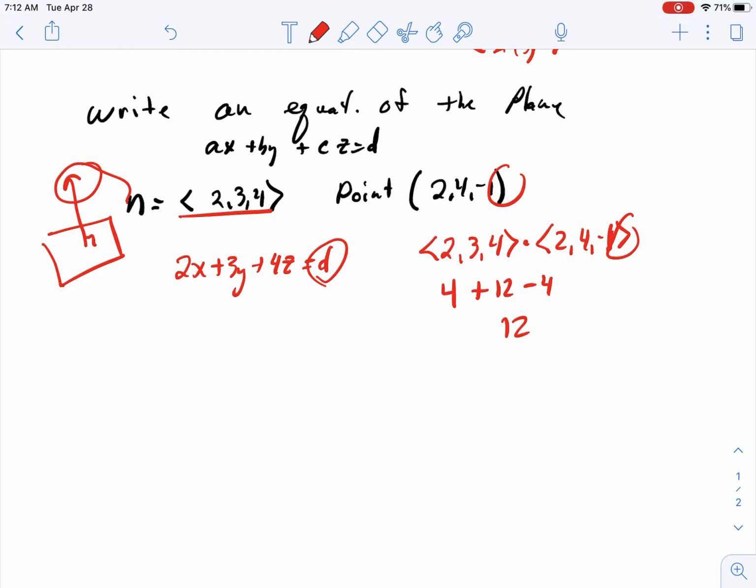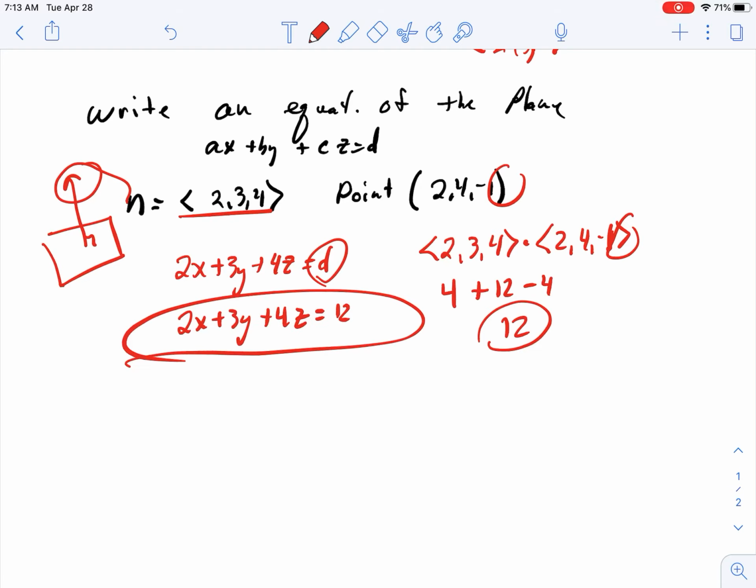There's a thing called partials. If you looked at the book, I know some of you looked at that and did it by partials, by using shift laws is basically what it is. But the dot product gives you the same value much quicker. So therefore you have 2x plus 3y plus 4z equals 12. Okay? All right.